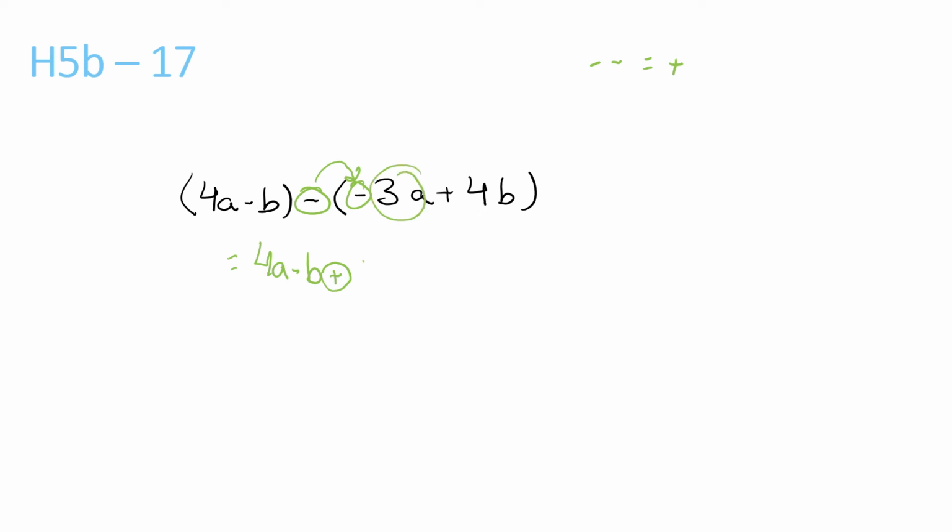Then 3a, then a minus times a plus, so a minus and a plus is equal to a minus, so that would be minus 4b. Then it's just the case of working this out. So 4 plus 3, 7a, minus b minus 4b, so that's minus 1 minus 4 is minus 5, and don't forget the b, minus 5b.